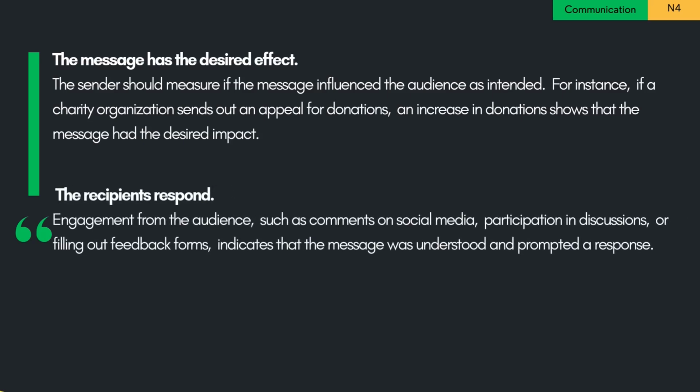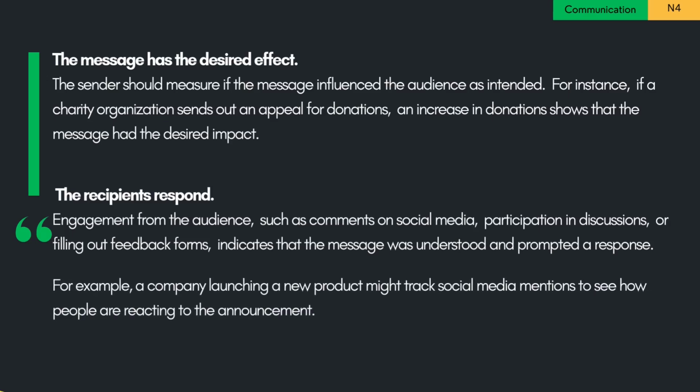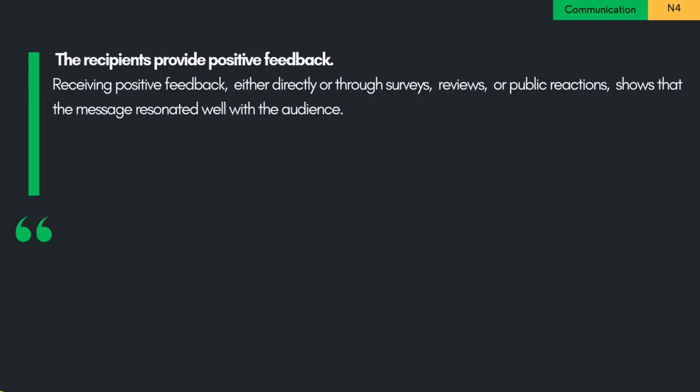3. The recipients respond. Engagement from the audience, such as comments on social media, participation in discussions, or filling out feedback forms, indicates that the message was understood and prompted a response. For example, a company launching a new product might track social media mentions to see how people are reacting to the announcement.